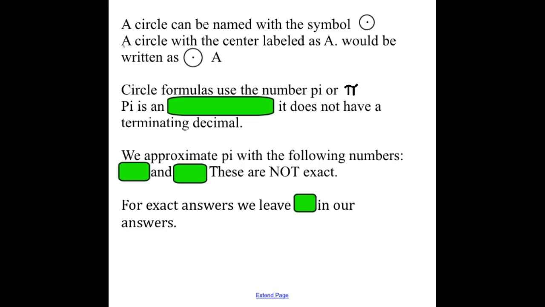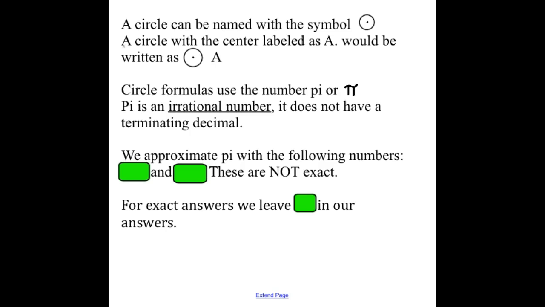Now, circle formulas use this irrational number called pi, and basically pi does not have a terminating value. You may have celebrated pi celebrations on March 14th in math classes before. That's because pi is 3.14, etc., and March 14th is the third month, the 14th day.